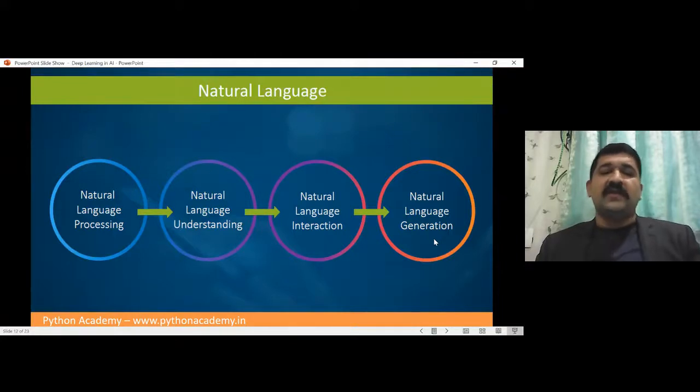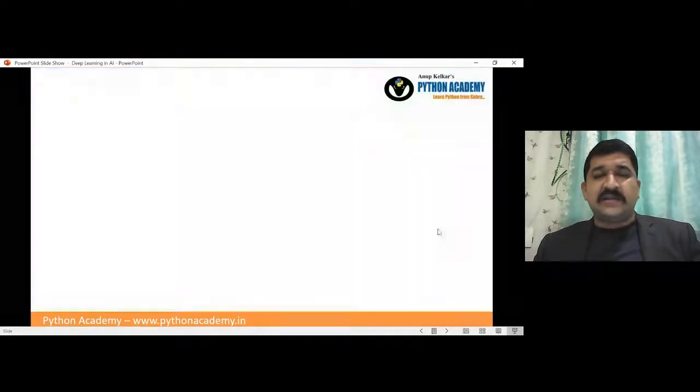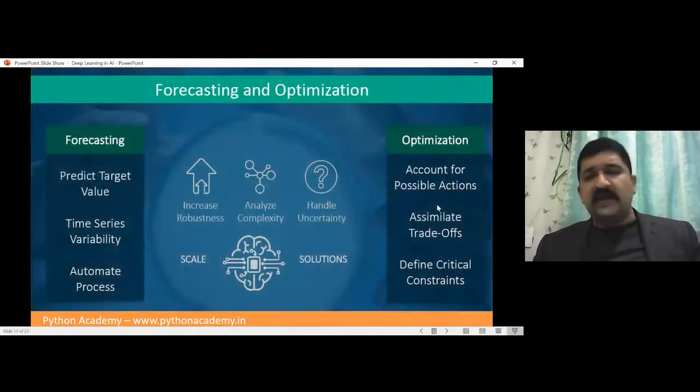Okay, so that also has happened. So that is the thing currently going on. So this was about natural language processing. The third one which we said is forecasting and optimization.